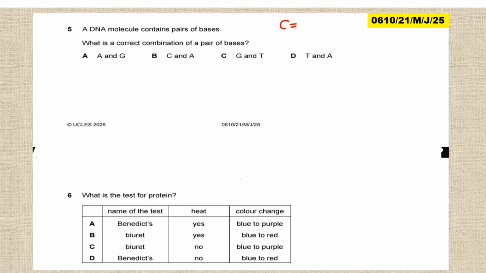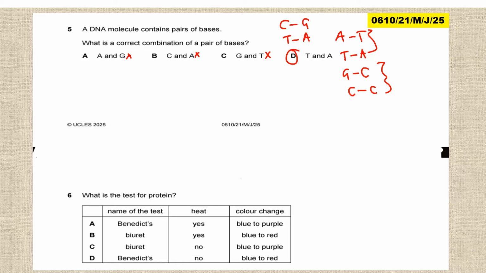I said C bond with what? G. Then T bond with A. Okay, it can be AT or it can be TA. It doesn't really matter. Can be G, C or C, G. So long as you know that C bond with G, A bond with T. So which one is correct? A cannot bond with G, C cannot bond with A, G cannot bond with T, so the correct is D. So T and A.